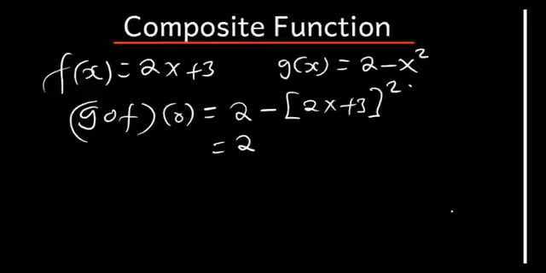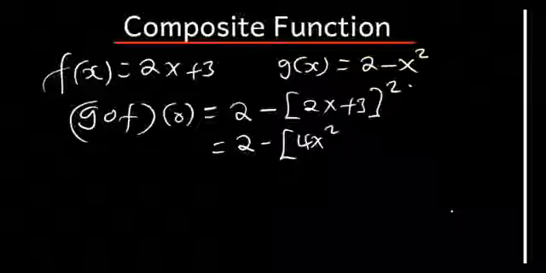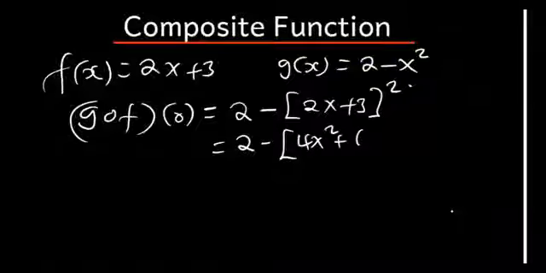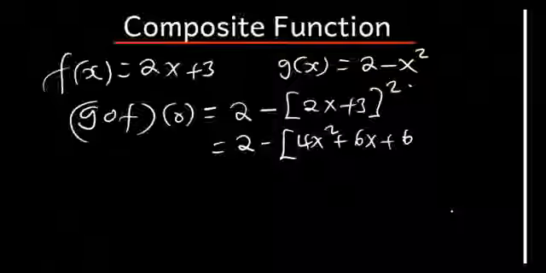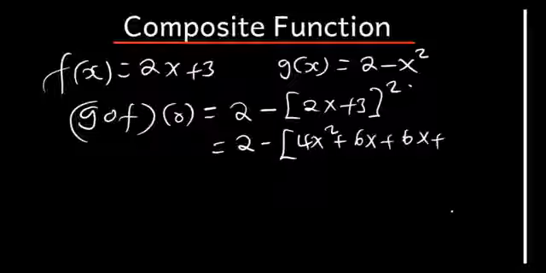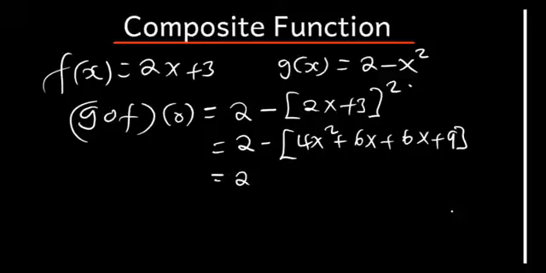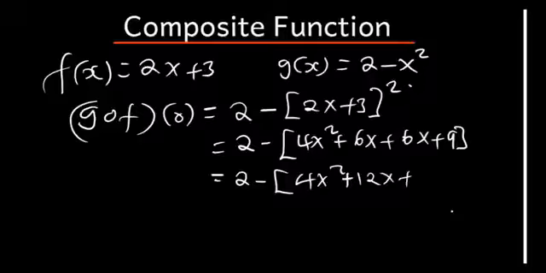So this is going to be 2 minus, this is the same as 2x times 2x, which is 4x squared. Then 2x times 3 is going to be plus 6x. Again, 3 times 2x is going to be plus 6x again. Then 3 times 3 is going to give us a 9. Okay, so this is going to be 2 minus, this is going to be 4x squared plus 12x plus 9.